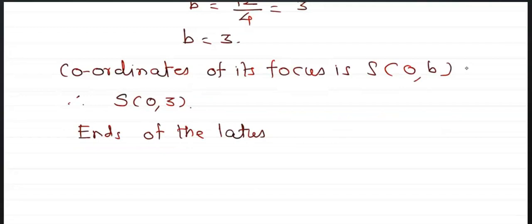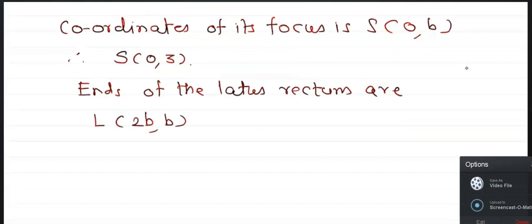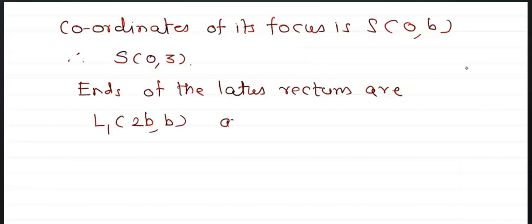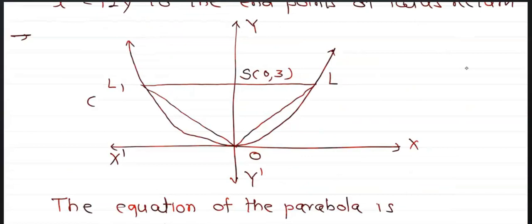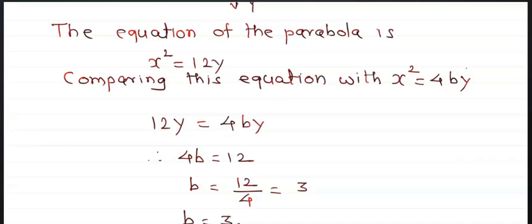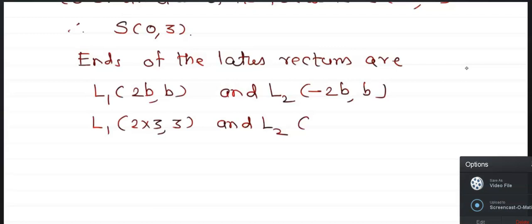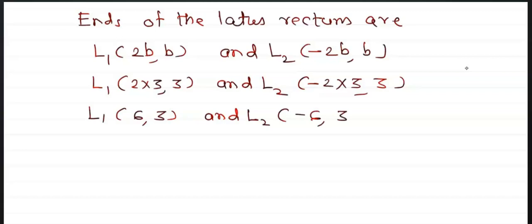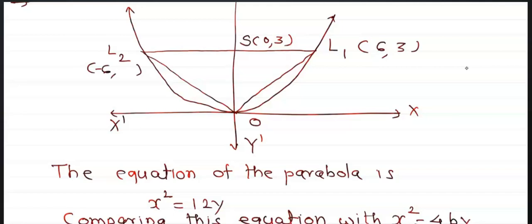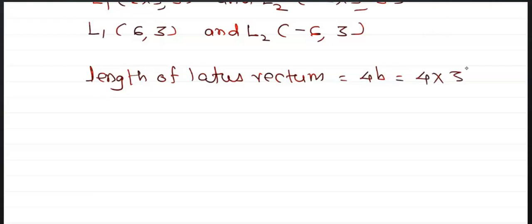Endpoints of a latus rectum are 2b, b, this is L1, and minus 2b, b. I will change here. This is L1 and this is L2. See this here, 2b, b and minus 2b, b. The value of b is 3. That is 2 into 3 is 6, so 6, 3 and minus 6, 3. These are the endpoints of the latus rectum. The length of latus rectum is 4b, that is 4 into 3, that is equals to 12.